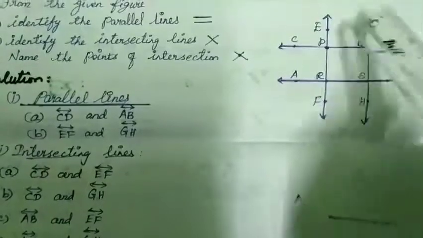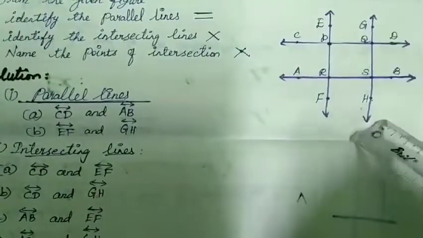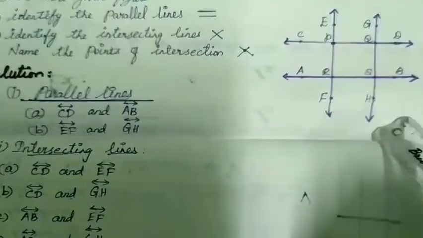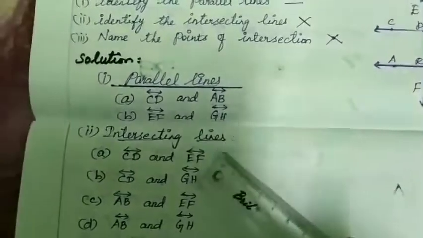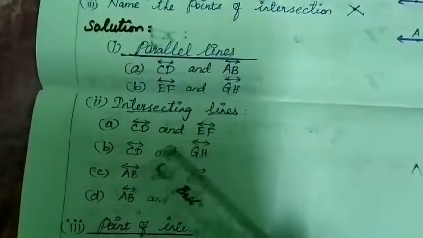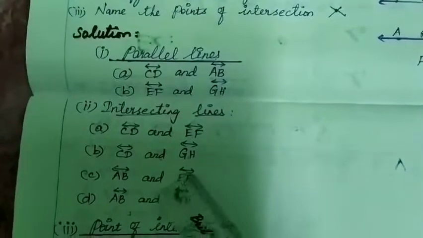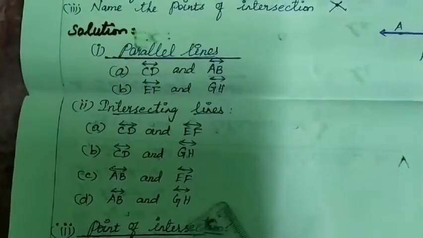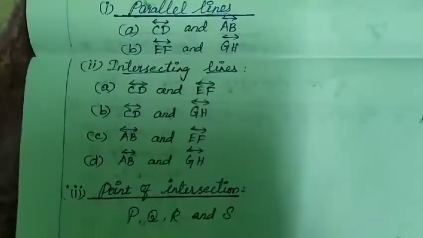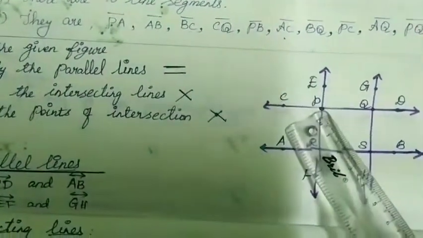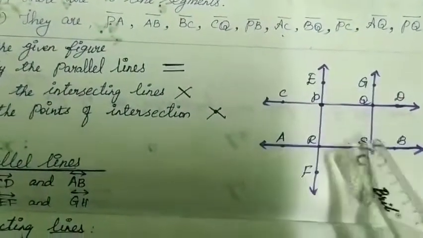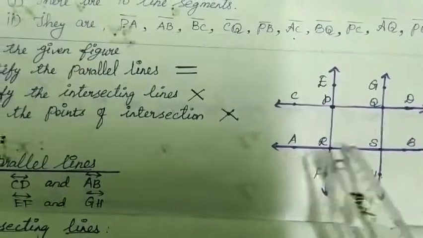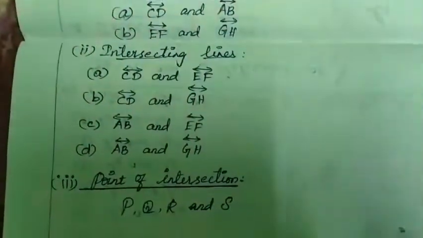And then CD and GH. This line is also an intersecting line. I have written here CD and EF, CD and GH, AB and EF, AB and GH. These lines are intersecting lines. And the points of intersection, I already told you, are P, Q, R and S. These points are points of intersection. So go to the next question.